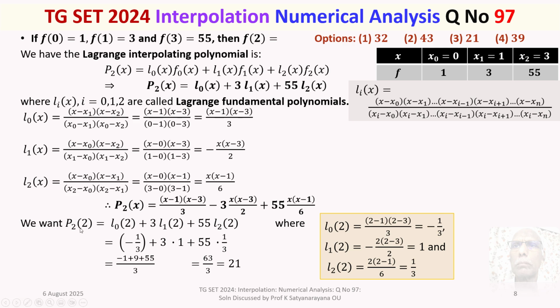So this P2 of 2 is the same as f of 2. So f of 2 is 21. It appears against option 3. Therefore, the answer to this question is option 3. And that is the detailed discussion of the solution of this given problem on numerical analysis using the Lagrange interpolation formula.